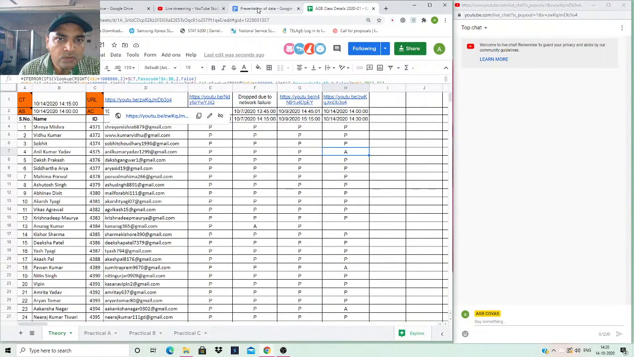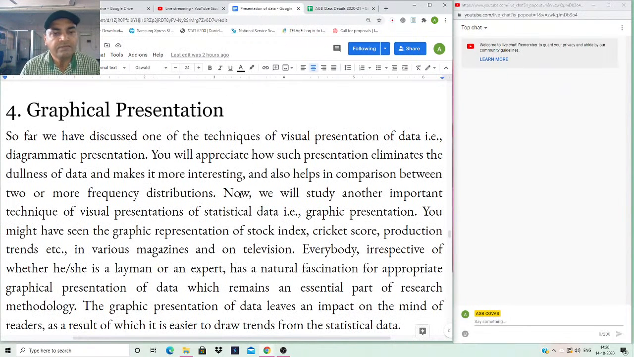Okay. So yesterday we completed the diagrammatic presentation and were left with the graphical presentation. This is the only last part left in this particular topic, the presentation of data. So we will be taking this up today.